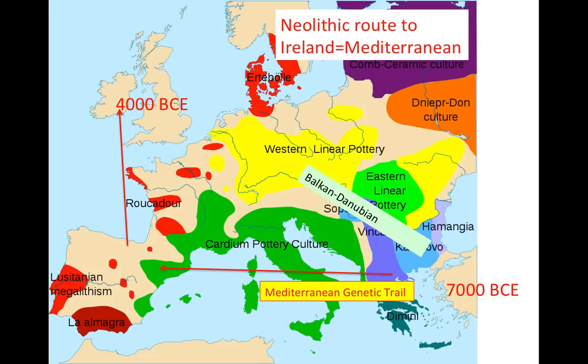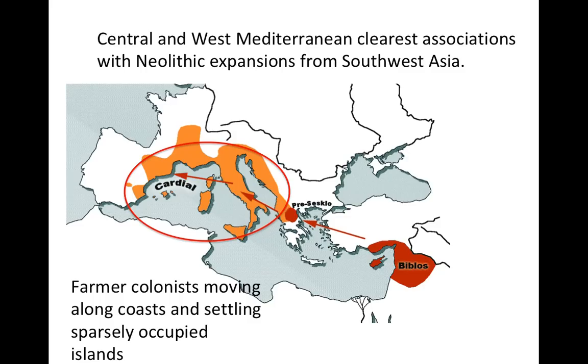Now, if you accept this, then you're looking to the background of the early Neolithic settlement, genetically in archaeology, to the central and west Mediterranean. Archaeologically, this belongs to what is known as the cardial culture, named because they used a cardial shell to decorate their pottery. And it involved farmer colonists moving along the coastal areas from the former Yugoslavia, along the Italic coast, across all the islands of the central and west Mediterranean, all the way as far as Iberia, and then all the way up around the Atlantic.